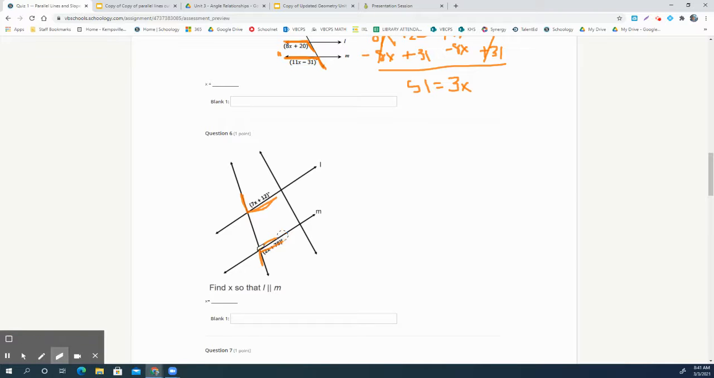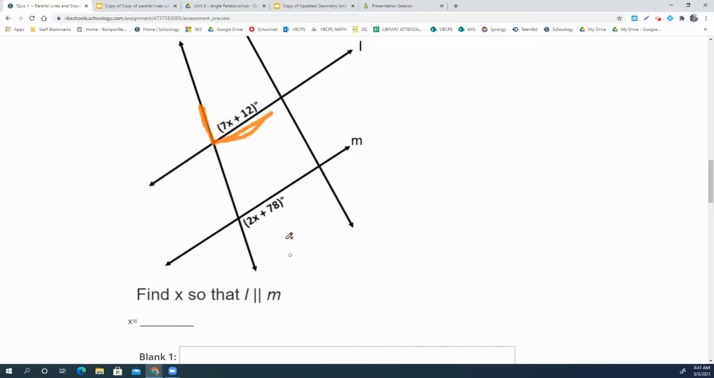Why are they supplementary in question 6? Because they're not corresponding. They're same side. Okay. Same side, supplementary. So these you're going to add up to 180. So if you're writing some notes for yourself, set those equal to 180. I have one acute angle and one obtuse angle.